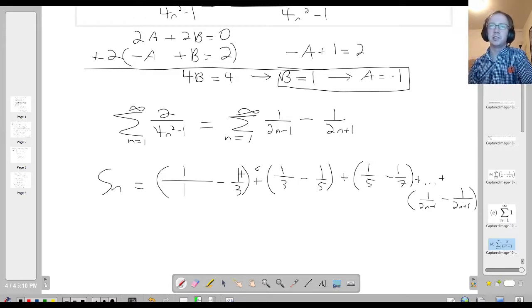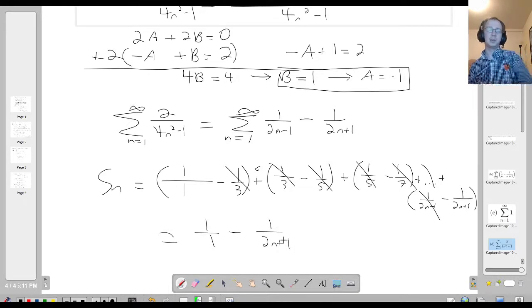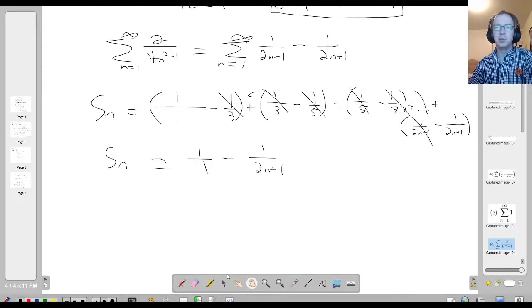We're going to see a bunch of stuff cancel out. Minus 1/3 plus 1/3. Minus 1/5 plus 1/5. Minus 1/7 plus 1/7. Minus 1 over 2n minus 1 plus 1 over 2n minus 1. All I'm left with is the first term and the last term. So this ends up being another example of a telescoping series, but I had to come up with a partial fraction decomposition so that I could see that it was a telescoping series. I could combine these into one fraction, but honestly, what's the point? I'm really just interested in seeing what happens to the limit.